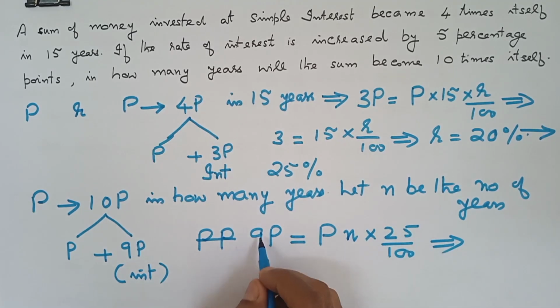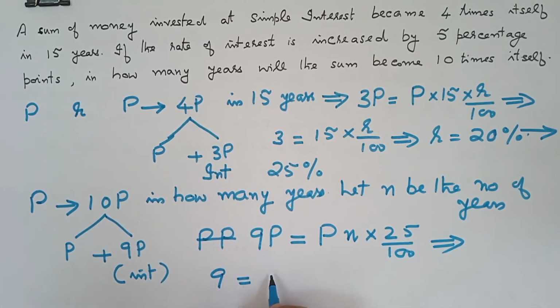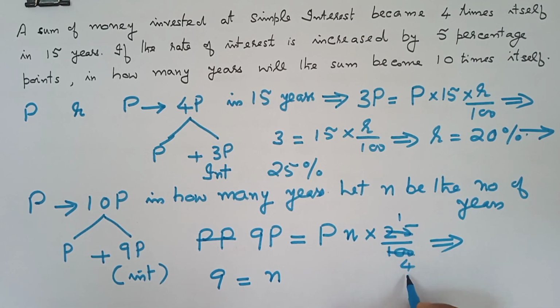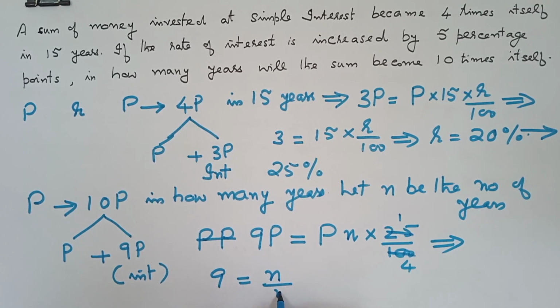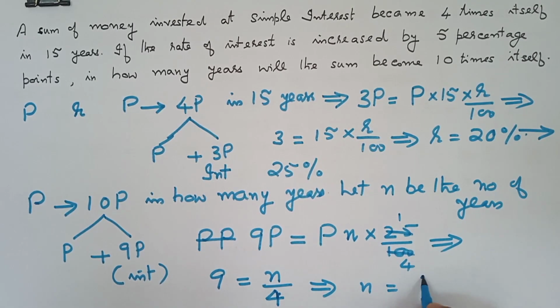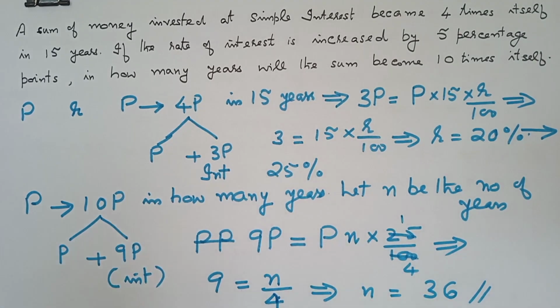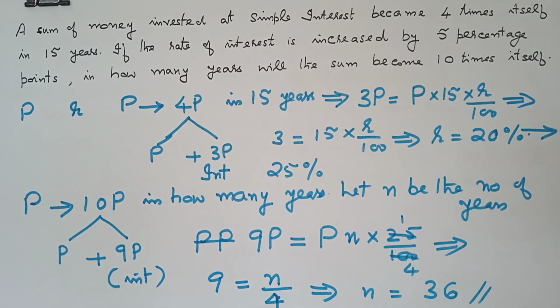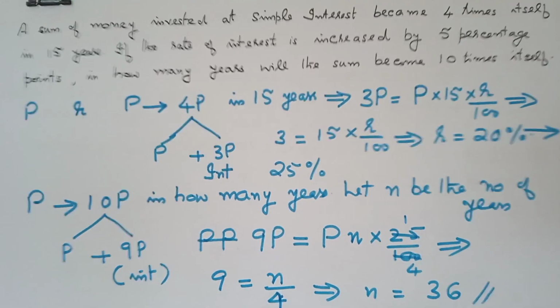Now look at this. P, P cancelled. You will have 9 equal to n into, this is 1 by 4. Right? So it will be n by 4. This implies 9 is equal to n by 4, so n is 36. So you got the number of years determined as 36. So the answer to the question is 36 years. In 36 years, P will become 10 times itself.